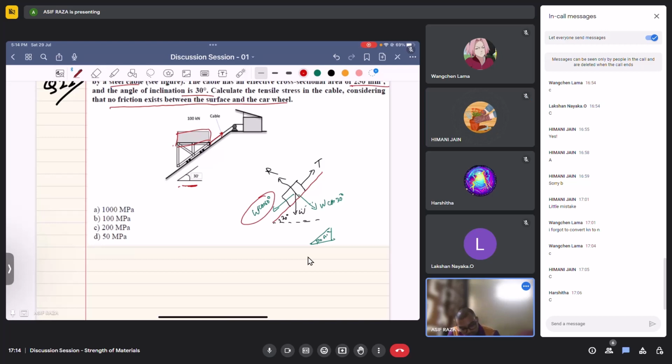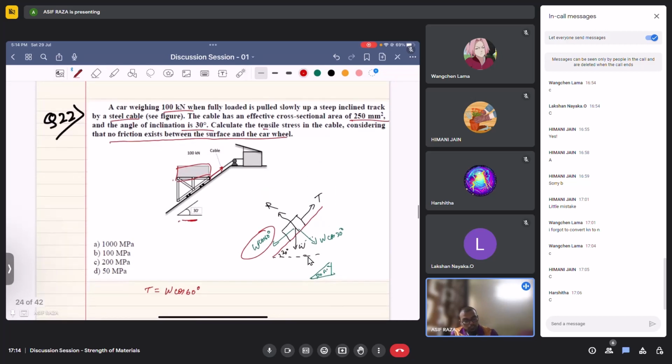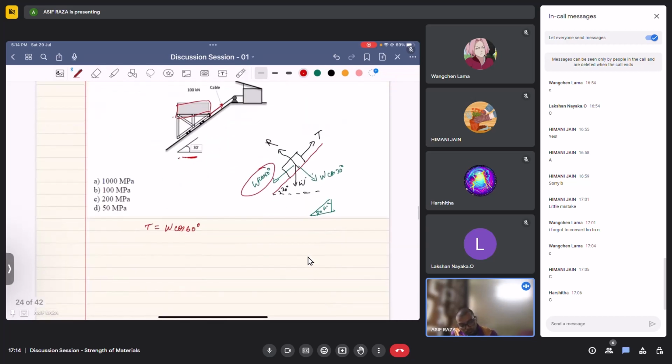So we just need to find this tension. What is the tension acting on this cable? So that is W cos 60. I hope nobody has doubt in this. To find finally the tensile stress, sigma equals T upon A, and that is W cos 60, and the area of the cross section of the cable would be pi by 4 d square, right? The cable has the dimension of a circle, right?